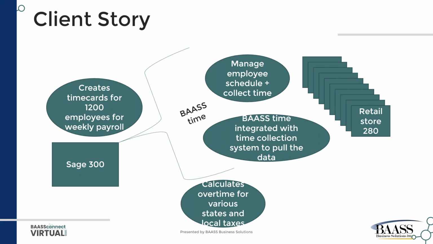We've connected BAASS Time to that external system, and what we do is we pull the employee's scheduled time and actual time, and we apply all of the rules and help them calculate or create time cards in Sage for about 280 stores, 1,200 employees, and in a matter of minutes or hours. So you can imagine how much time saving there is from being able to create the weekly time cards for 1,200 employees, so many stores, using an automated tool.